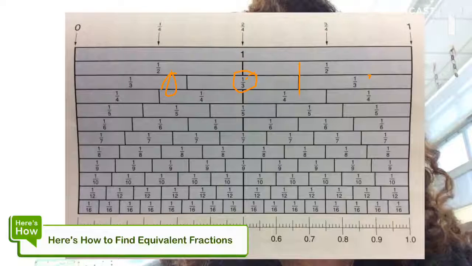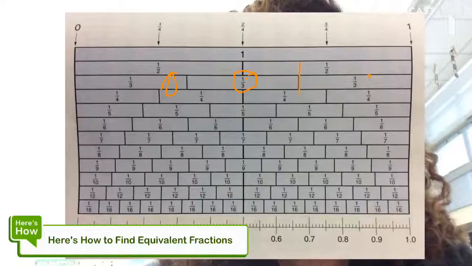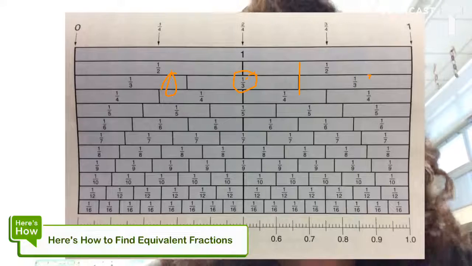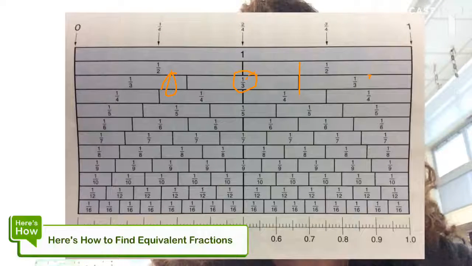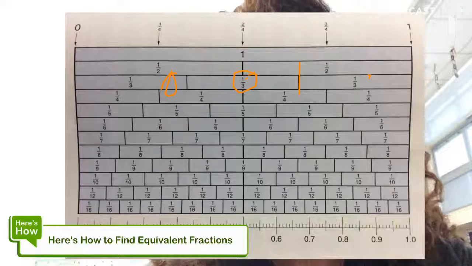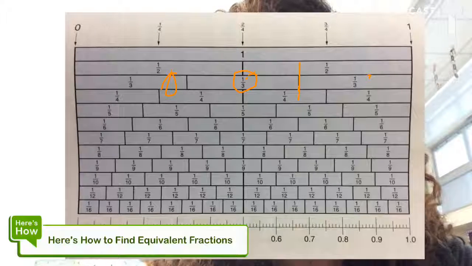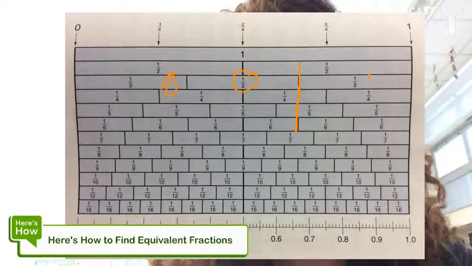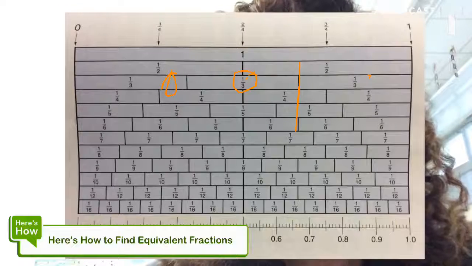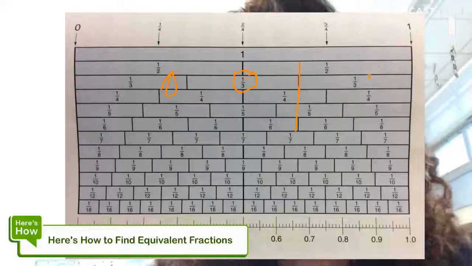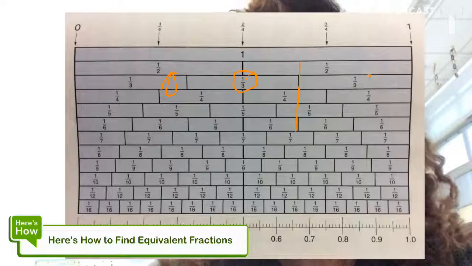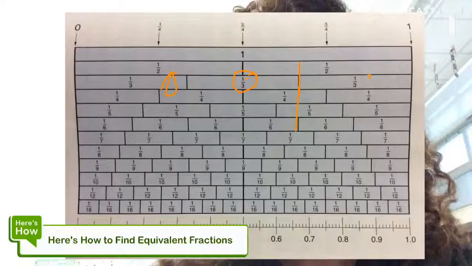Now we're going to draw a line down from the right-hand line of the 2/3 block and see what else we line up with. Let's go down. Oh, look what we line up with. The right side of the 4/6. So what we can deduce from that is that 2/3 is equivalent to 4/6.